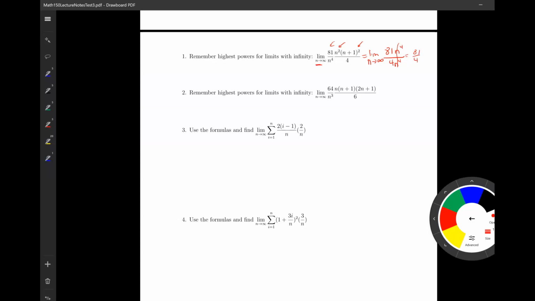So that's taking the limit as n goes to infinity. Let's do this one. So limit as n goes to infinity, taking the highest powers from the numerator. So I have 64n times another n times a 2n. So 64n cubed, oops, I forgot the 2. And then all over 6n cubed. So the n cubes cancel, and I can see a 2 cancels, so I get 64 over 3.